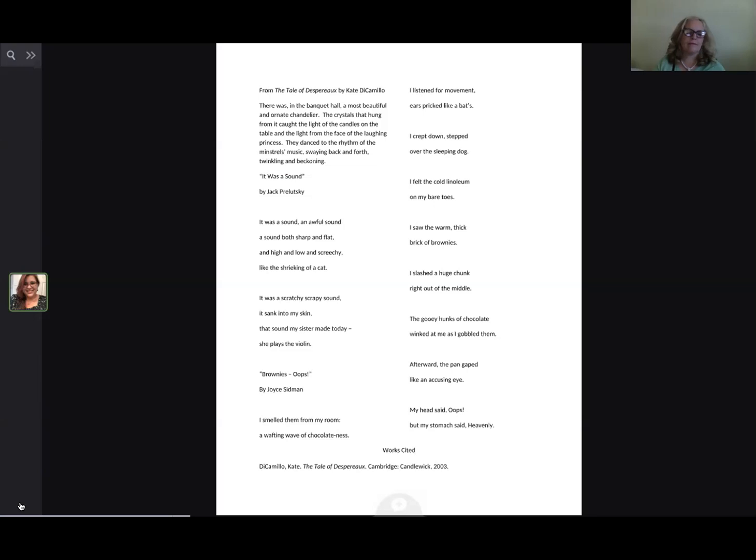We can see the chandelier, we can see the light, and we can see a laughing princess. We can hear her laughing. We can feel the rhythm of the music. And these wonderful verbs, twinkling and beckoning, really bring us into the action. The next one is just about sound. This is a poem by Jack Prelutsky called It Was a Sound.